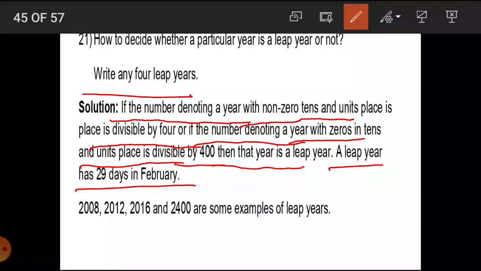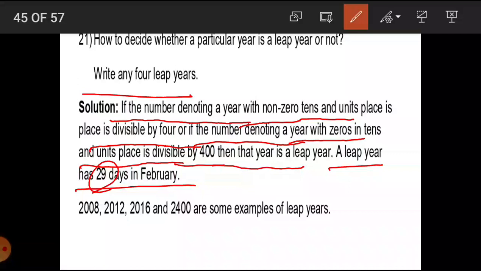That is why we say in the leap year how many days are there? Total number of days are 366. Why? Because one day is extra in the month of February. And if it is not a leap year, how many days do we have in a year? 365. So over here we have 29 days in the month of Feb of a leap year.